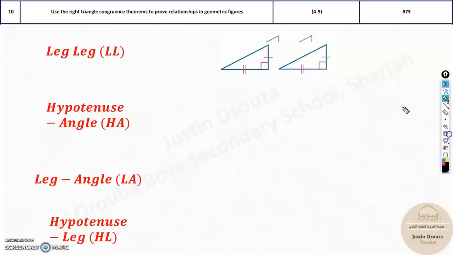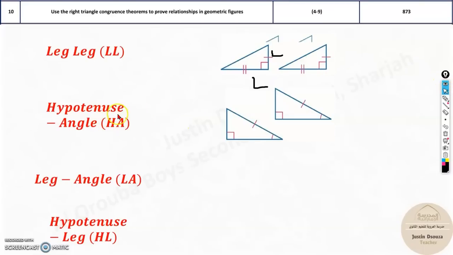So now let us look carefully over here. In a right angle triangle, if the two legs of the two triangles are congruent or equal, then it is congruent. That is what it says. This is called leg and leg. Why? Because there are two legs, and both the legs are congruent.